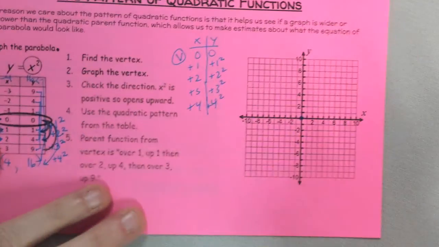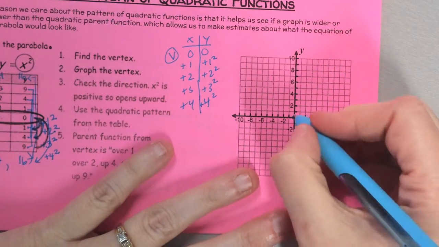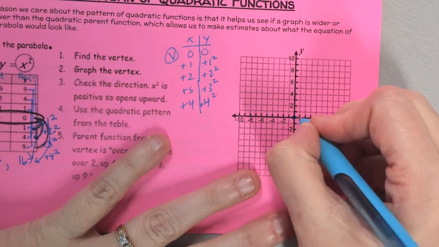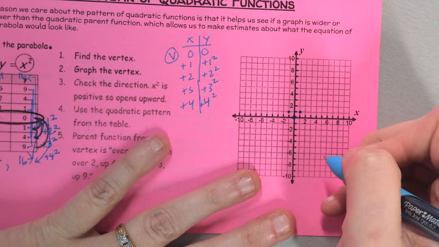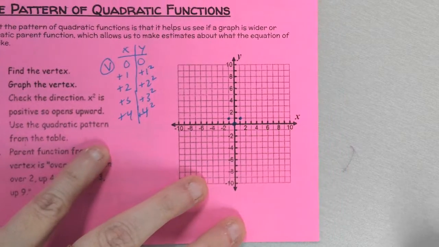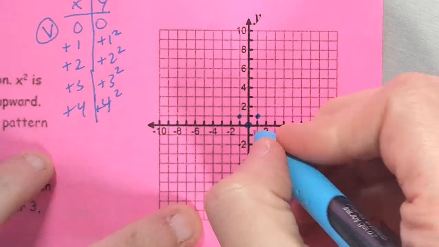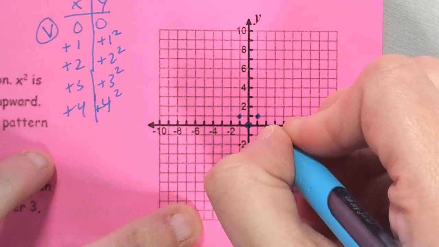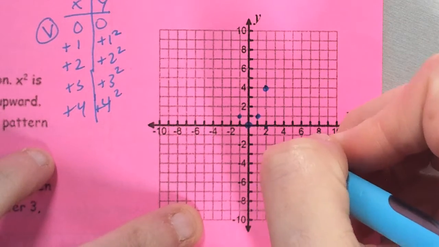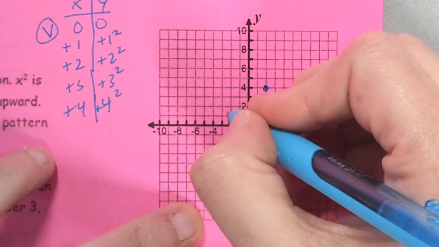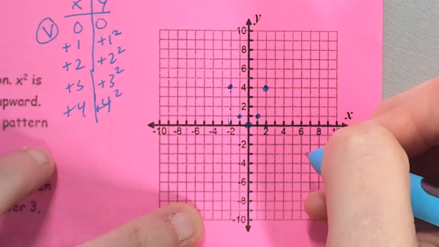That's the pattern of the quadratic function. So what does that look like on the graph? Well, I start at the vertex, I go over 1, up 1 squared. Over 1, up 1 squared to build my first symmetrical point. Let me zoom in on this. Okay, for my second one, I go over 2, up 2 squared, which is 4. I go over 2, up 2 squared, which is 4.